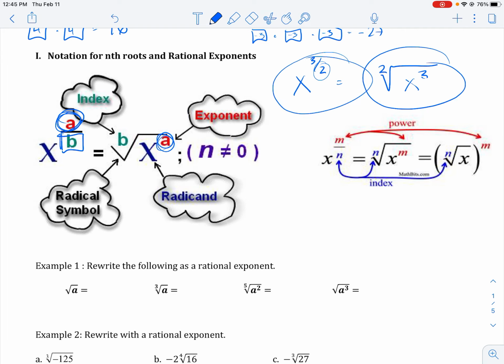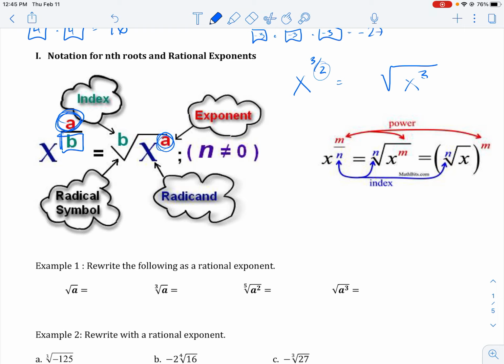Now again, sometimes they'll be mean and just leave this 2 off. Anytime you see something like this, it's still the same thing, except that mathematicians are lazy and we leave it up to assumption.